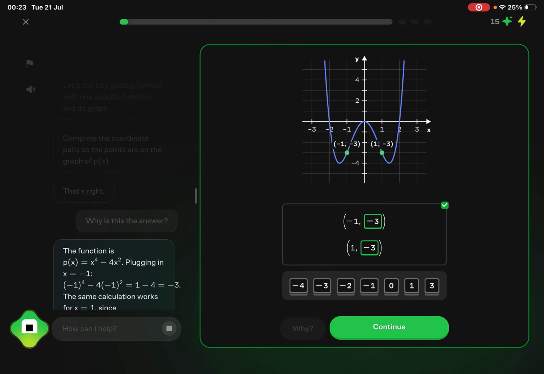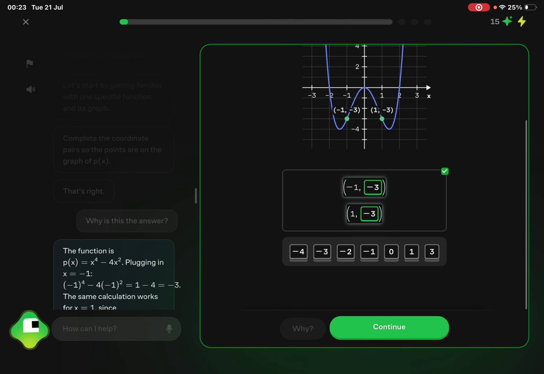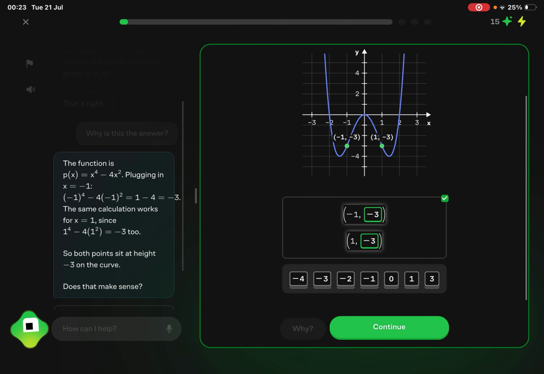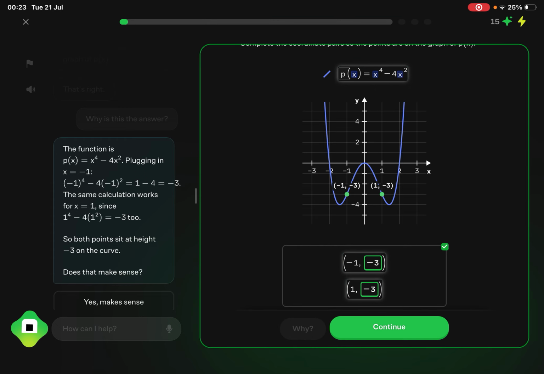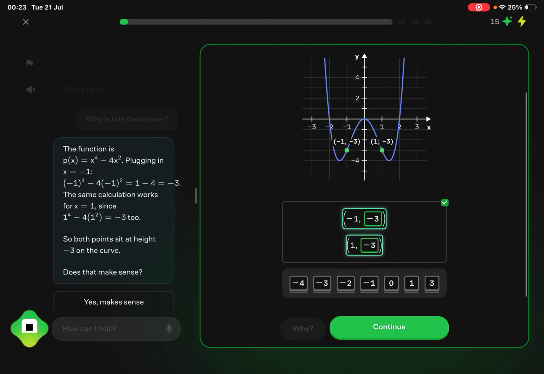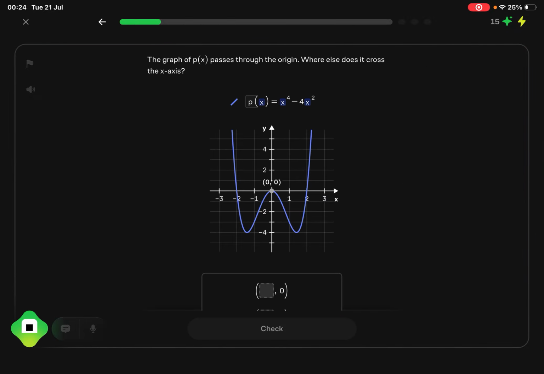The function is p of x equals x to the fourth power minus 4x squared. Plugging in x equals -1: -1 to the fourth power minus 4 times -1 squared equals 1 minus 4, which is -3. The same calculation works for x equals 1. Okay, yeah. Staying with the same function.